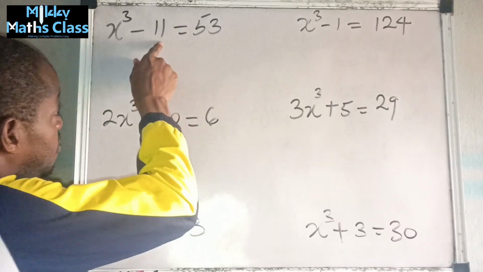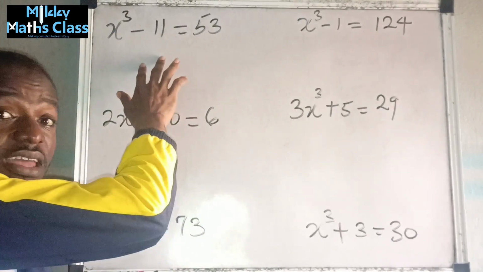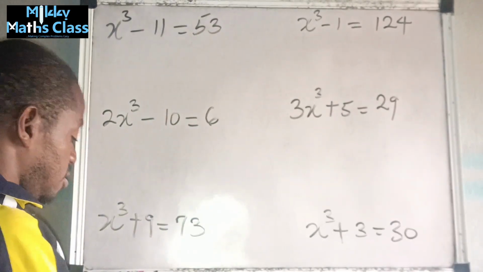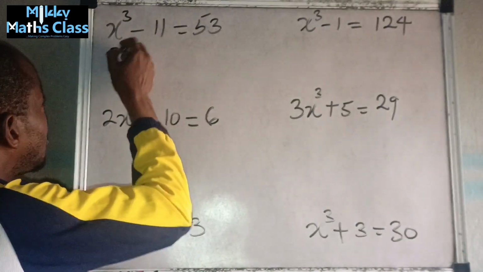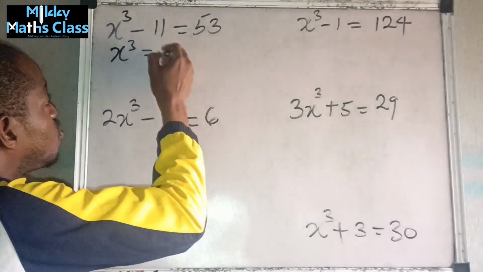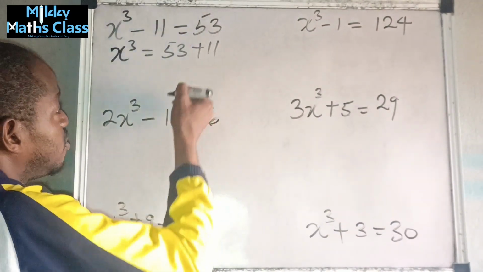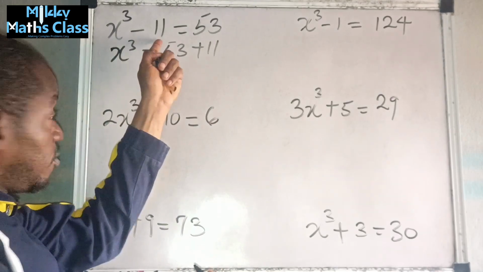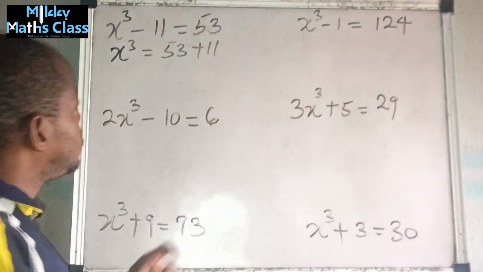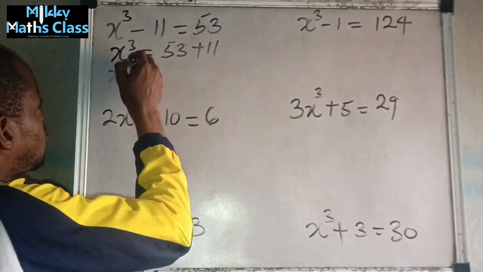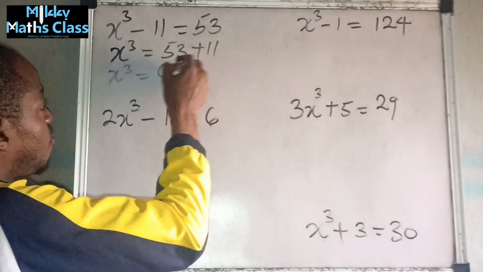Now look at this, is negative 11. To remove negative 11, you add 11 to both sides. So when you do that, it becomes x cubed is equals to 53 plus 11, because the positive 11 you add here will cancel out with this negative, so you have x cubed is equals to 64.